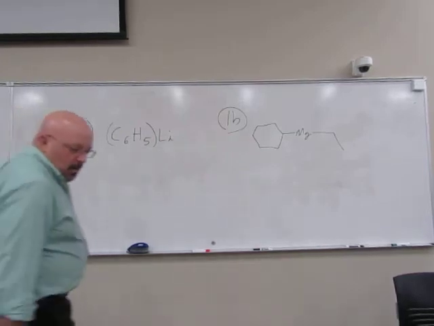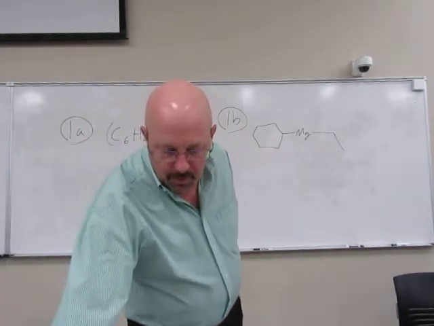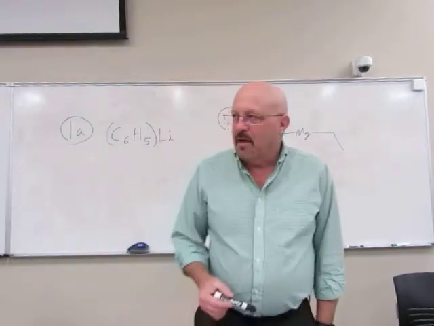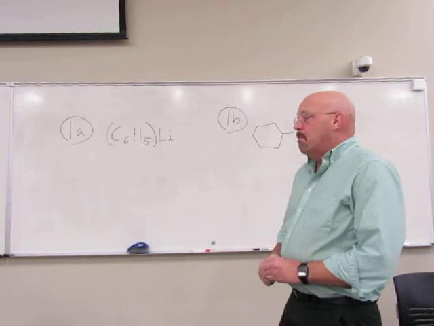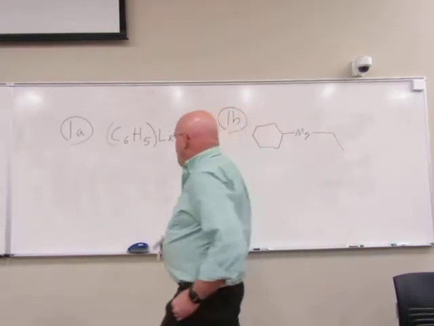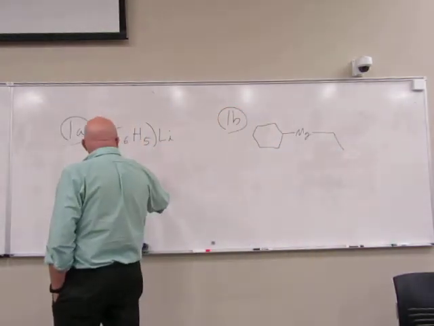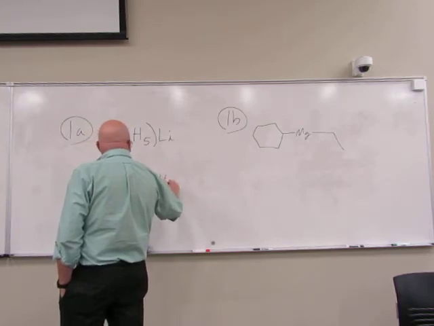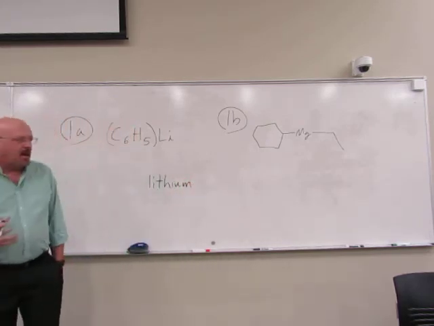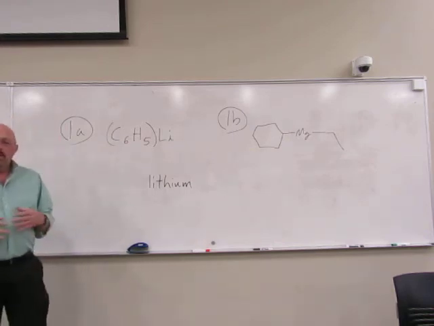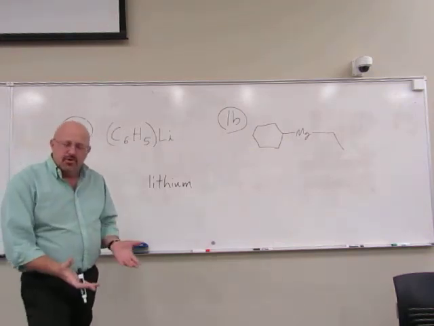Okay, we have some nomenclature here to start with. So we learned how to name organometallic compounds. If you recall, the metal is the parent name or the base name. So here in the first one, it is lithium. And the organic portion coming off of that will be named as a substituent.